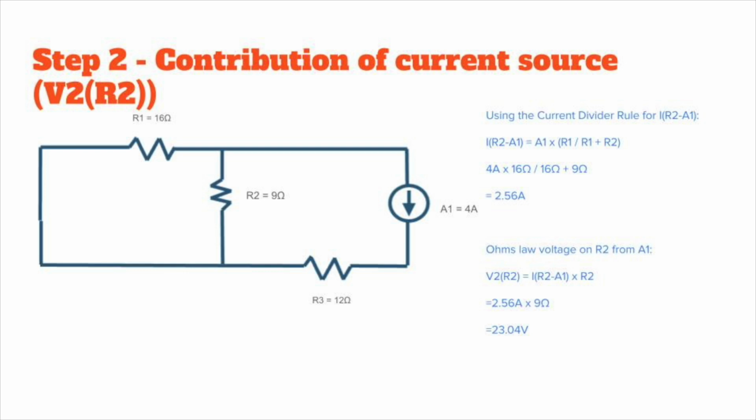This times the resistance that we are given can be put into Ohm's law to find the voltage of R2 from this second calculation. This leaves us with 23.04 volts. However, the polarity is positive on the bottom and negative on the top, since the current is flowing up.